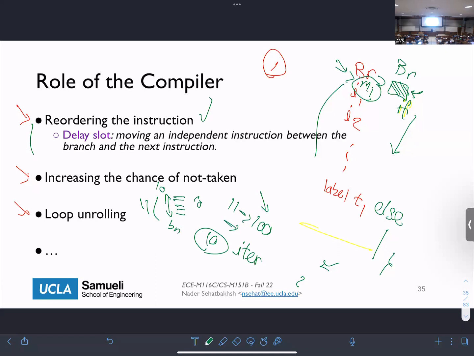Basically, that's the trade-off. In both cases, the number of dynamic instructions you're executing is the same, but the size of your code, which we refer to as the static size of your code, significantly grows if you do that loop unroll.